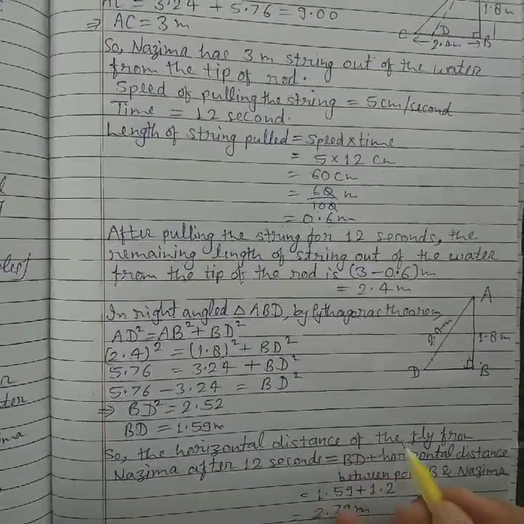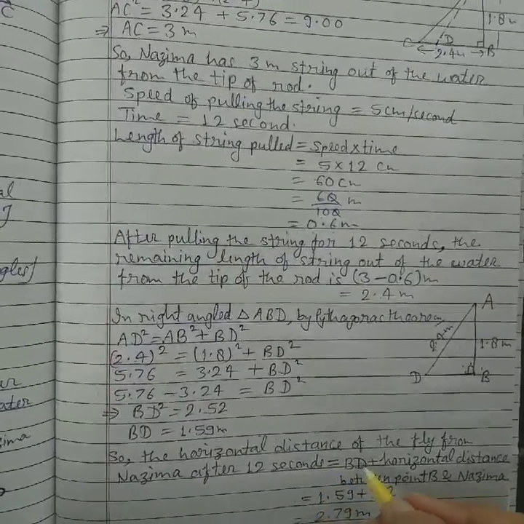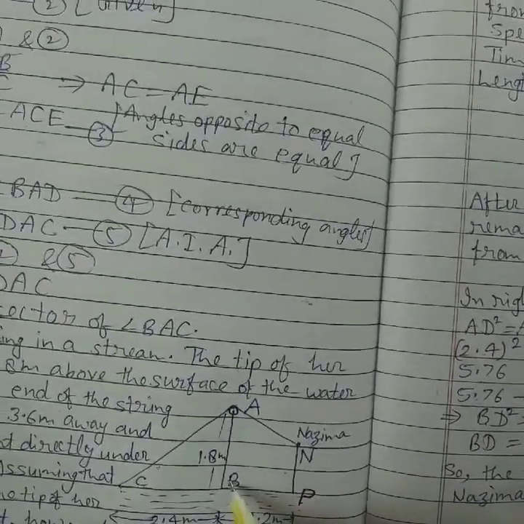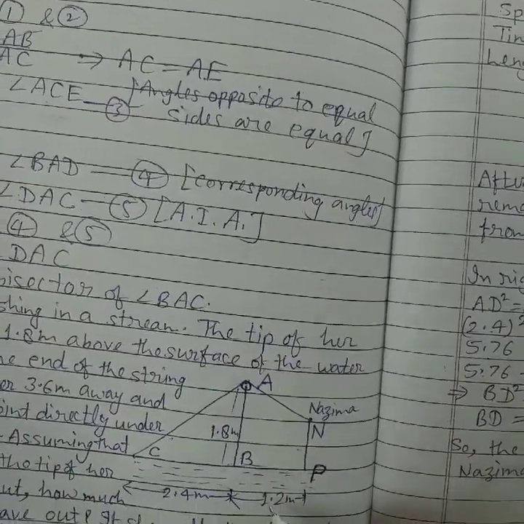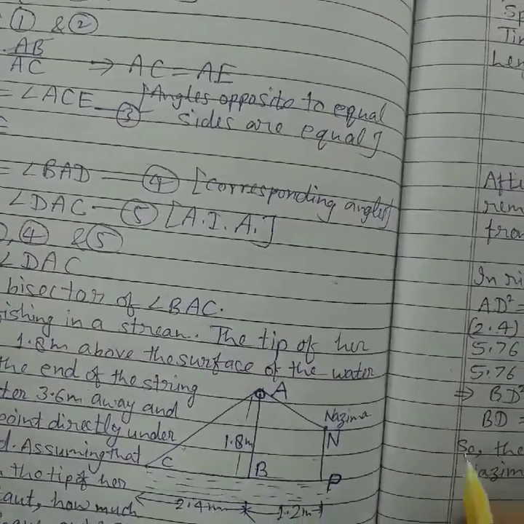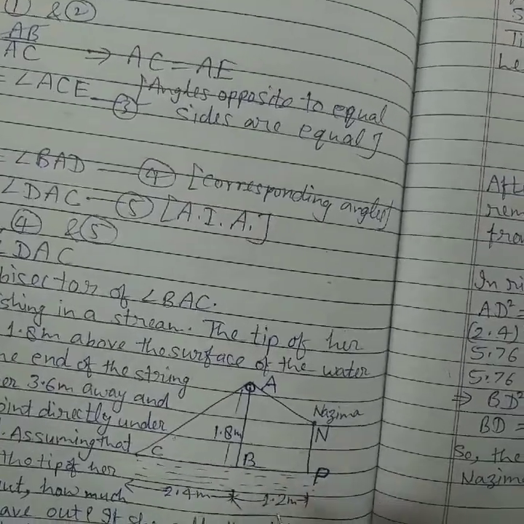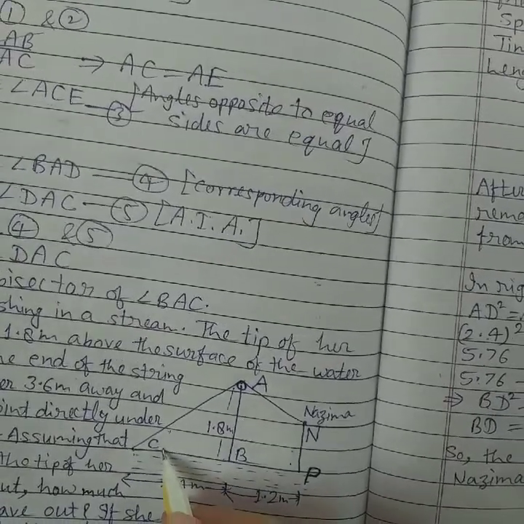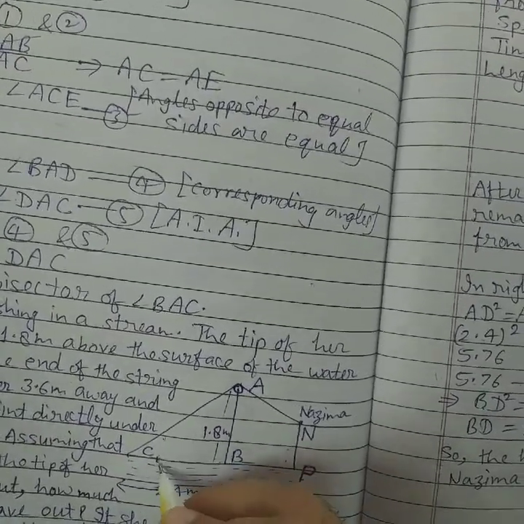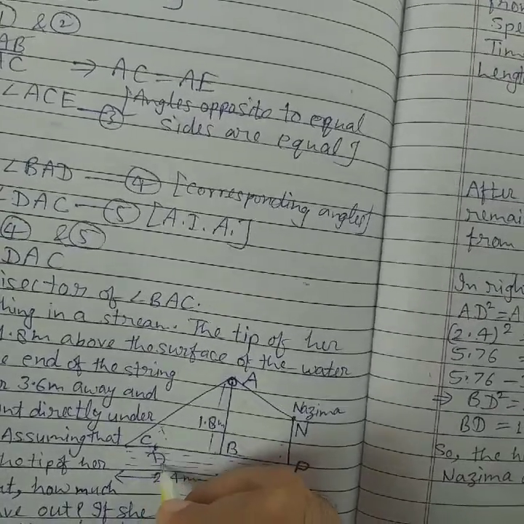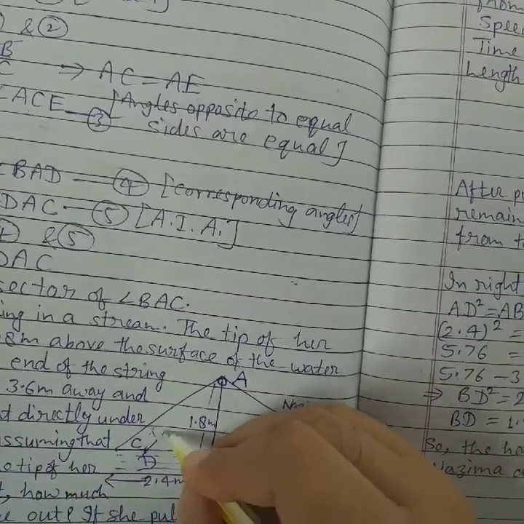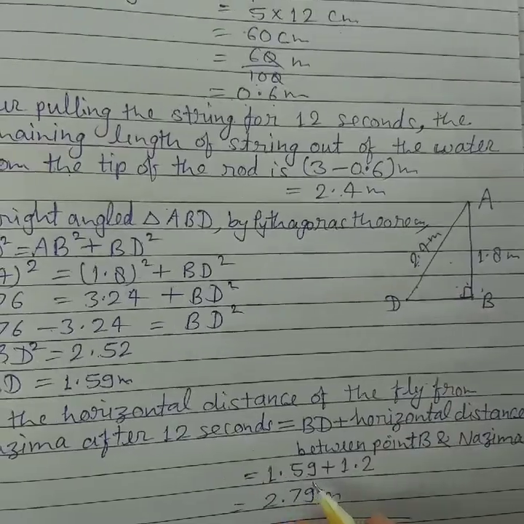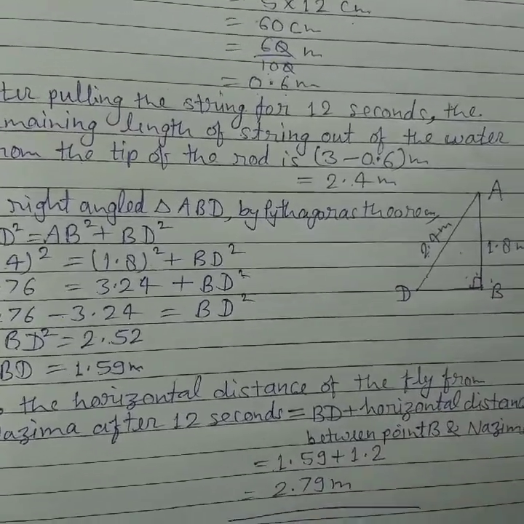So the horizontal distance of the fly from Nazima after 12 seconds, BD plus horizontal distance between point B and Nazima. That means here, see, point B this one and Nazima this one. So horizontal distance is 1.2 meter because total distance is given 3.6 meter and this one BC is given 2.4. So on subtracting we will get 1.2 meter. So we have to add this one 1.2 meter plus BD we found. For example, here we found point D. Clear? This one point D. Here we assume the point D and we joining that. Clear? So we have to find DP find करना है. So that is 1.59 plus 1.2. On adding we will get 2.79 meter. Clear?